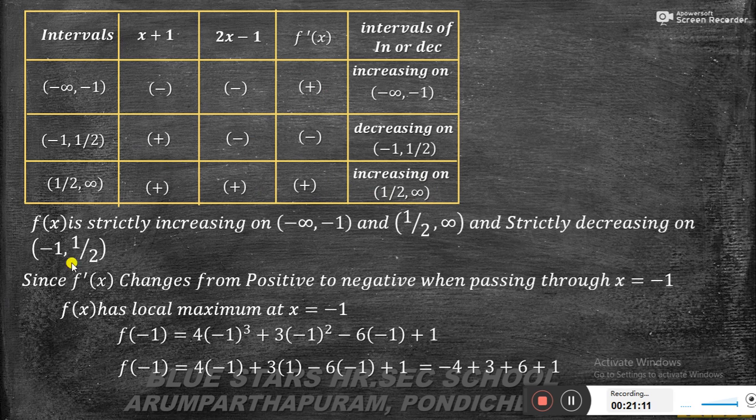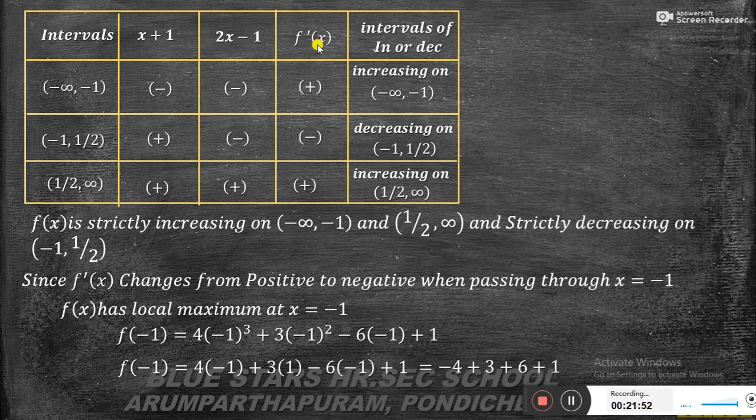So from this table I conclude the answer. f of x is strictly increasing on minus infinity comma minus 1 and 1 by 2 comma infinity, and strictly decreasing on minus 1 comma 1 by 2. Now we look at the sign change of f dash of x, plus into minus, minus into plus. So f dash of x changes from positive to negative when passing through x equal to minus 1. Positive to negative means local maximum, negative to positive means local minimum.